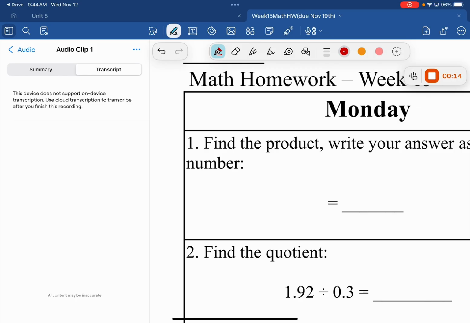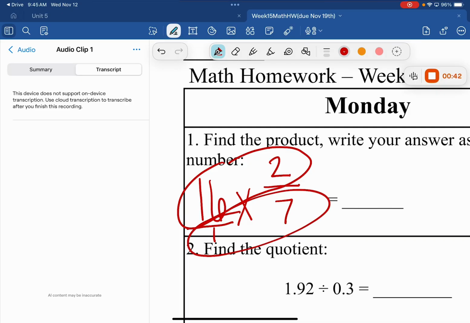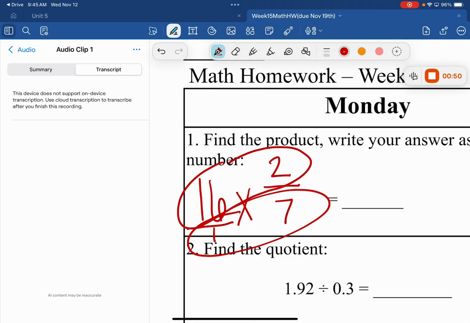The first one says find the product and write your answer as a mixed number. And you guys have 16 times 2 and 7/10 right next to it. And so all that you'd have to do in this situation is you would put a 1 underneath the 16. And then you're just going to multiply across. You would do 16 times 2. And then you would do 1 times 7. Does that make sense?